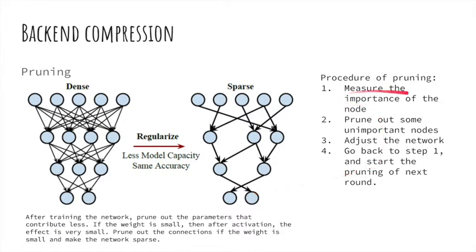I first measure the importance of a node, and then I prune out the unimportant node, and then I fine-tune the network because the structure of the network has been changed, so I manually change the weights of this new network, and then I go back to step 1 and start another round of pruning until the network is small enough or there's no neuron that could be deleted.